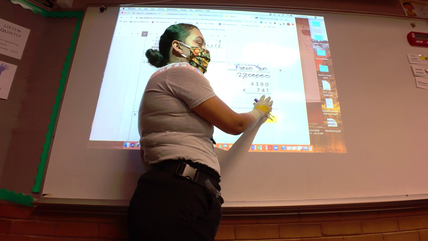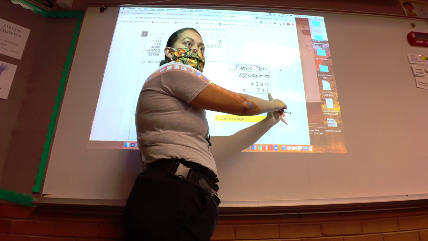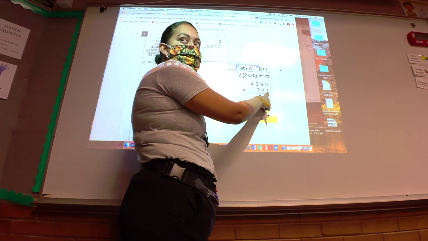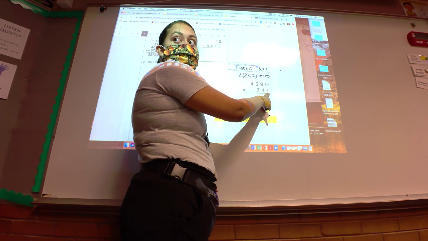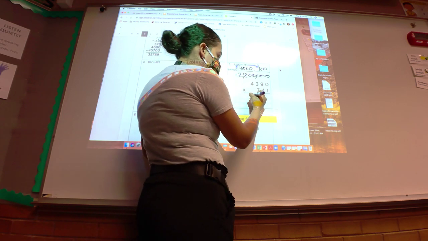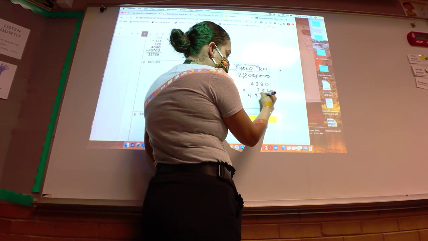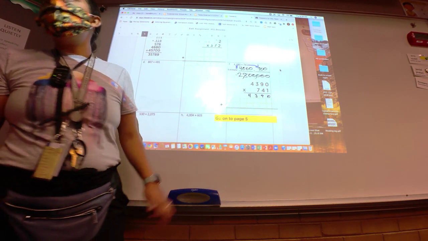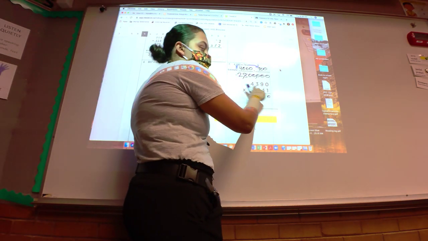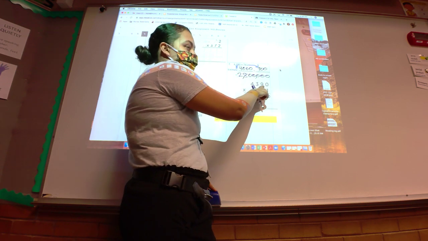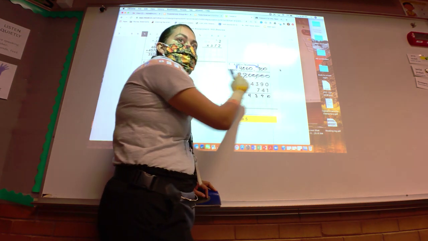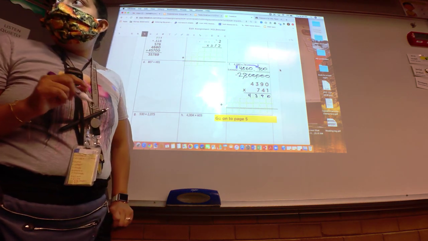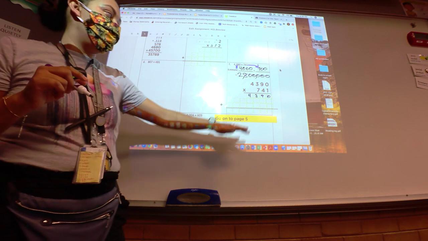We always start on the bottom right. So the 1. 4,390 times 1. Anything times 1 is the same thing. You can still go and multiply 1 times each digit: 1 times 0, 1 times 9, 1 times 3, 1 times 4. Okay, ready? Next partial product.